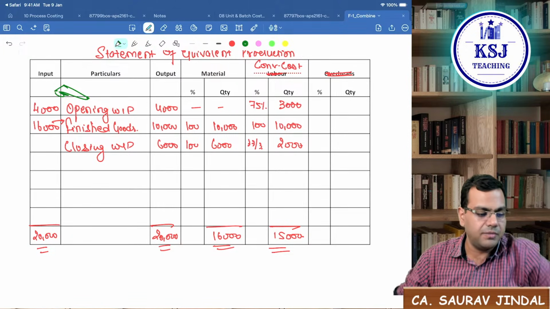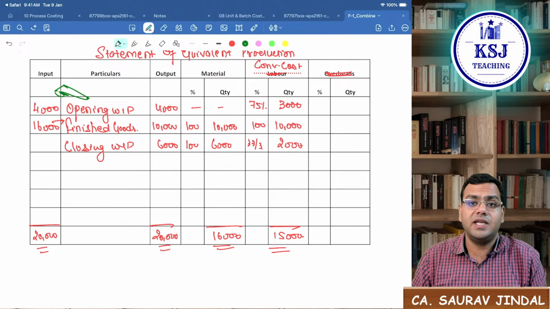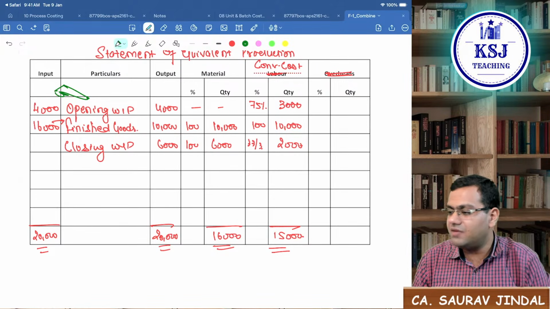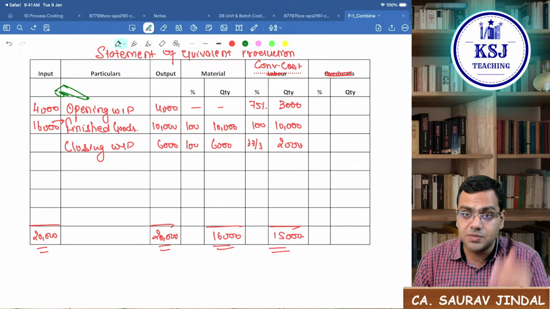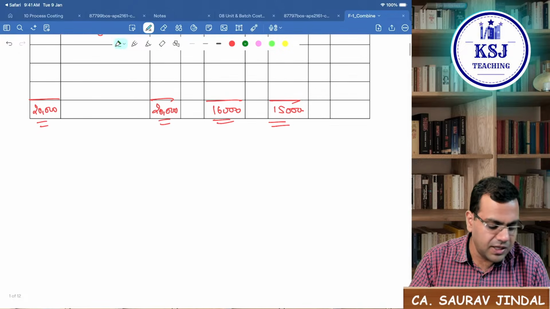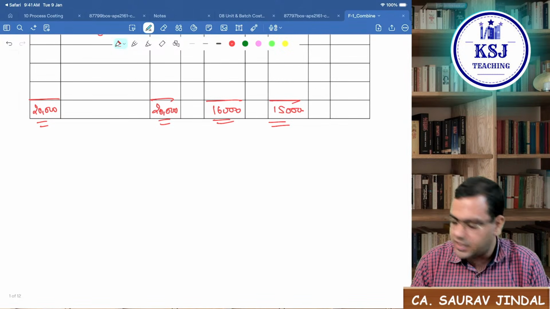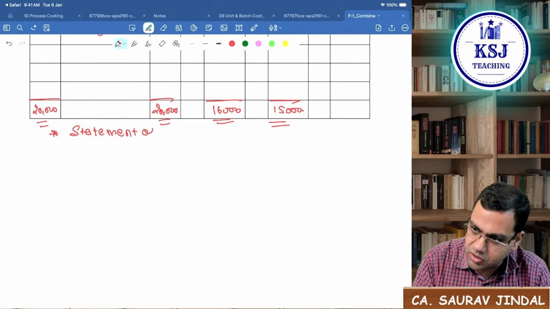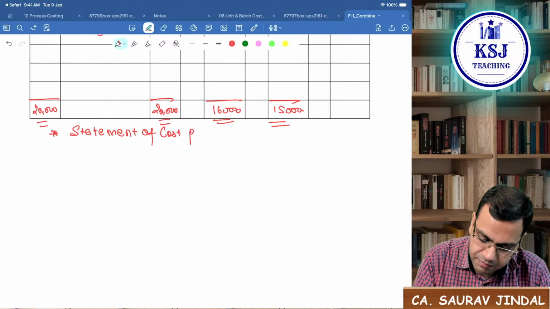So this treatment is to be done carefully, the opening WIP part, that how much of the degree of completion for material. You will take that in this period, how much of the work is done. The rest of the work is done in the previous period itself. So you have to take that in this period, what work you are doing. Now we will prepare the statement of cost per equivalent unit.